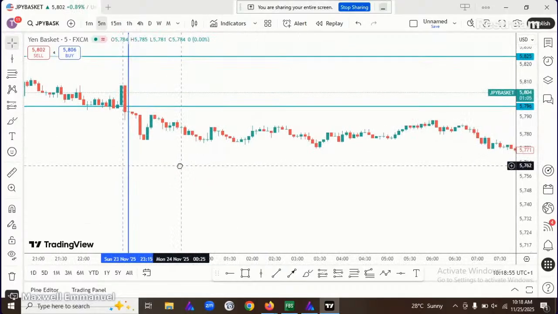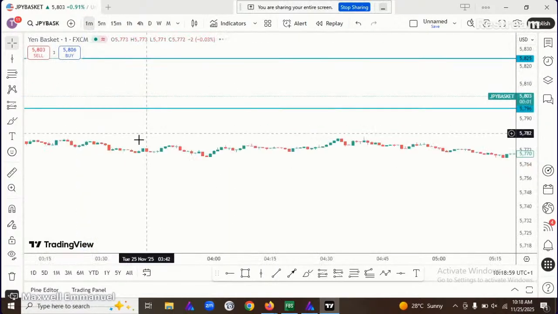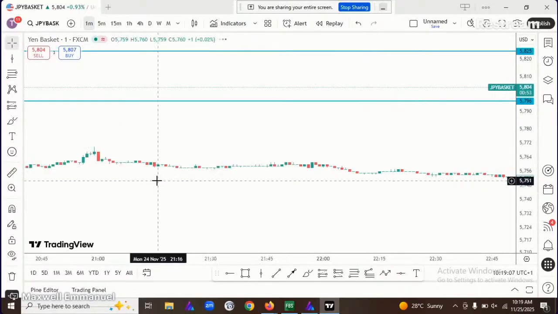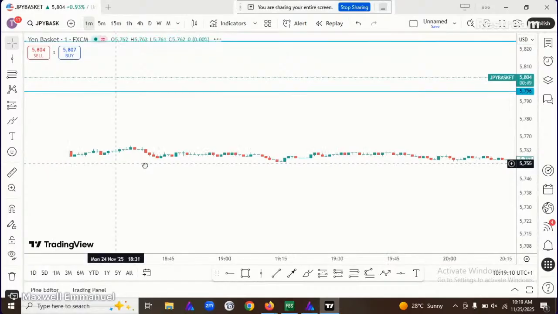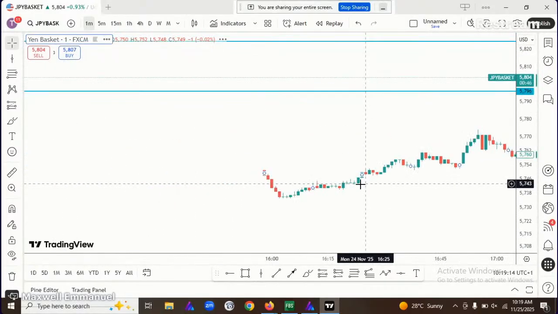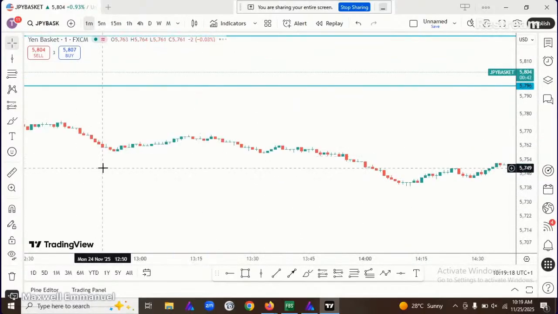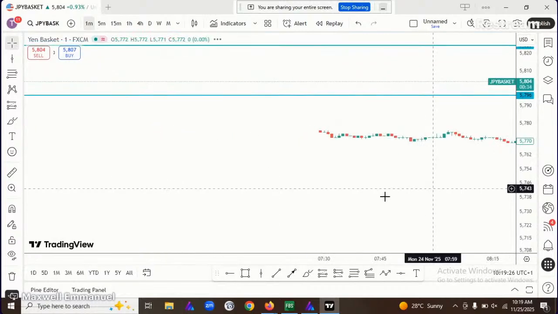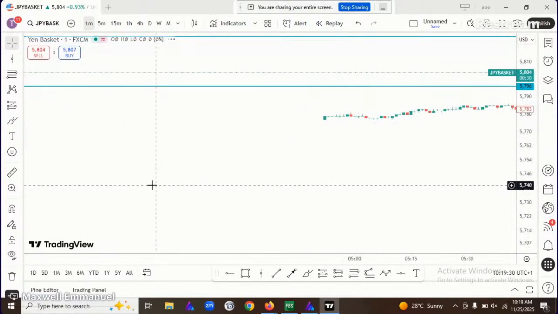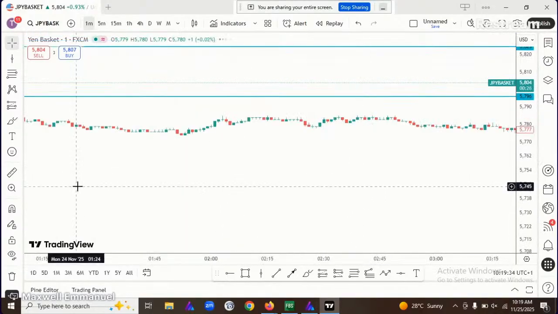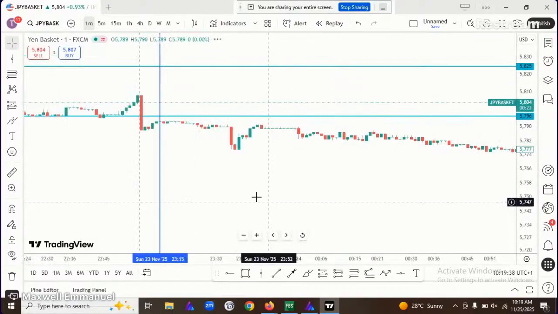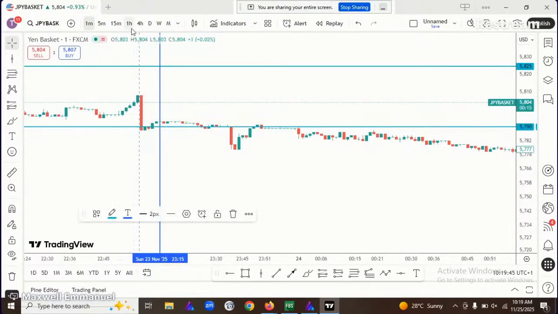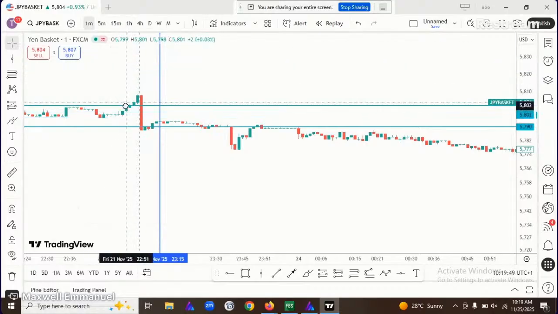No fair value gap here. Let's see 1 minute. That could be the reason for the retracement. I just want to be sure. I want to confirm there's a reason for this pullback we're seeing on the basket. Okay, so you can see this fair value gap on 1 minute. This could be the reason for the retracement we're seeing on the chart right now.